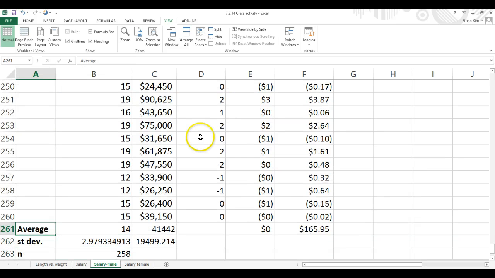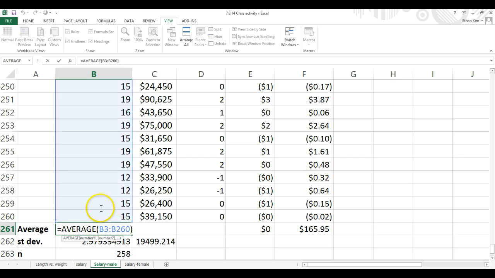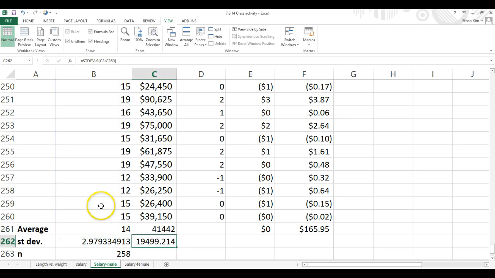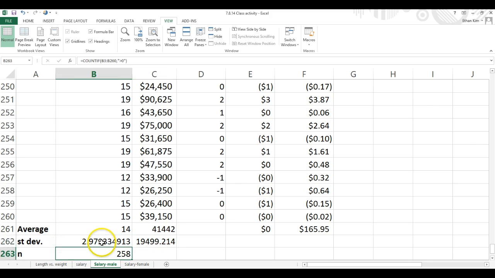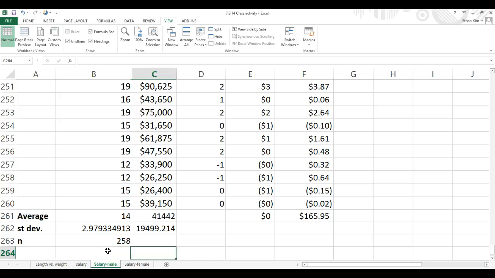So this is the average, and if you look at the formula, it's always the same. I did average, and then I gave it a range, and I did the same thing here. For standard deviation, we use STDEV.S because this is a sample, and then I gave it a range. Same thing here. And I counted the number of observations by doing COUNTIF greater than 0. Right? So enter, and I have these values.